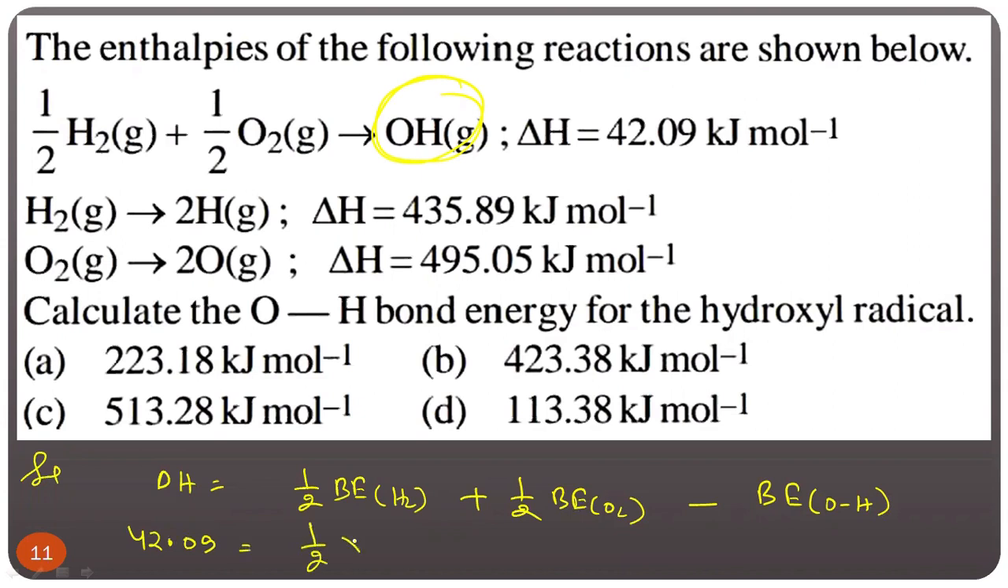1 by 2 bond energies of hydrogen is given from this data, that is 435.89 plus bond energies of O2, how much is given, tell me quickly, 495.05 minus bond energy of OH bond, assume it to be X. Can you solve this equation? Yes, we can. If you solve this equation, you will have your answer. And I think the answer will come. Clear? So these are the few questions from the topic chemical energetics. If you practice these questions, definitely it will help you a lot in your upcoming examination.